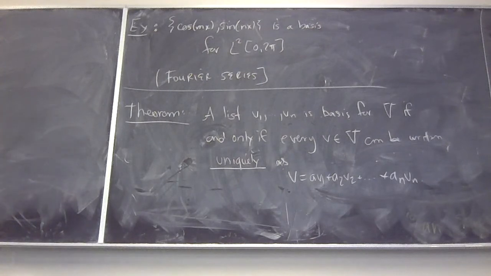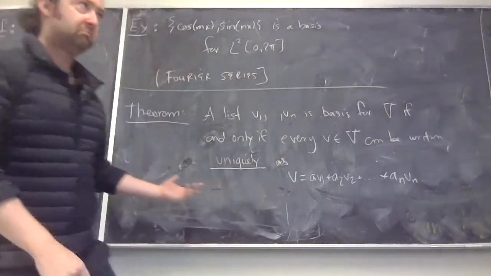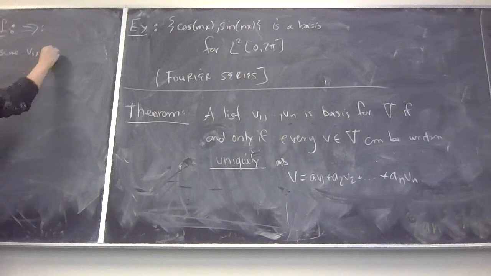Okay, so how would we actually prove this? This is worth taking a minute to prove. It's a standard argument here. This is an if and only if, which means I have to prove it in both directions. First, let's assume that we have a basis, and we'll show that every v can be written uniquely. Forward direction. Assume v1 up to vn in V is a basis for V.